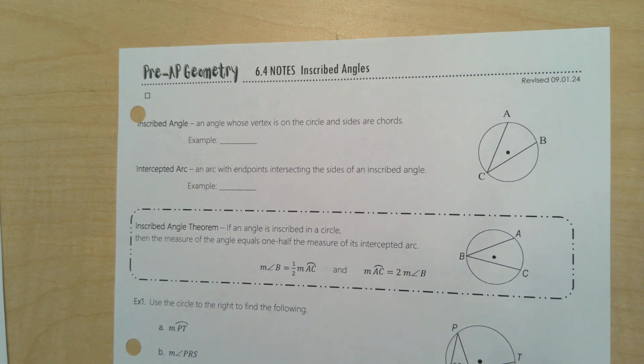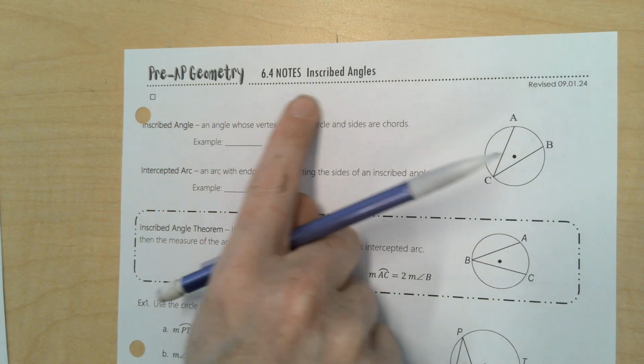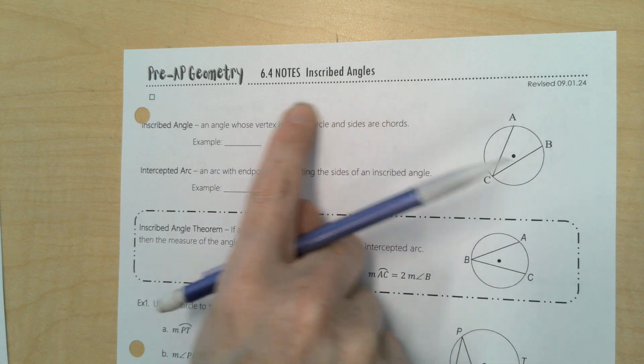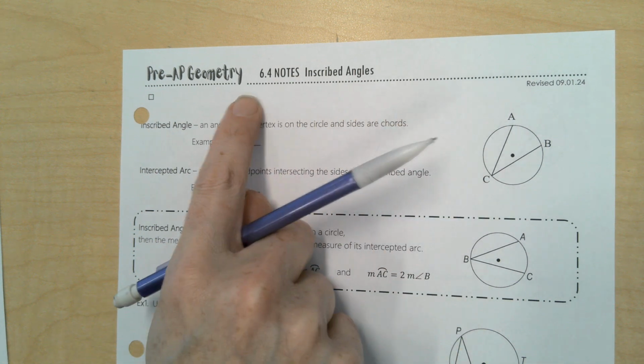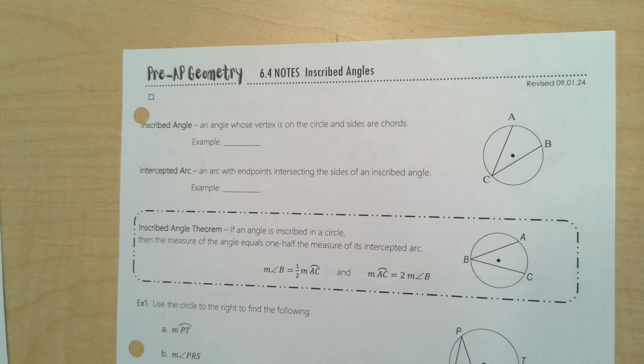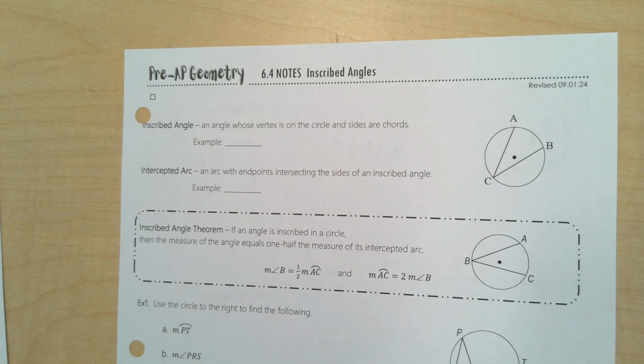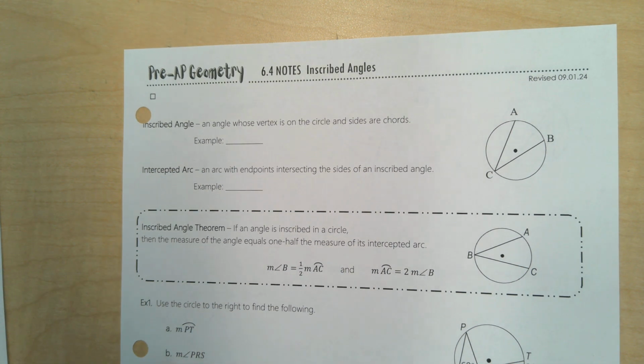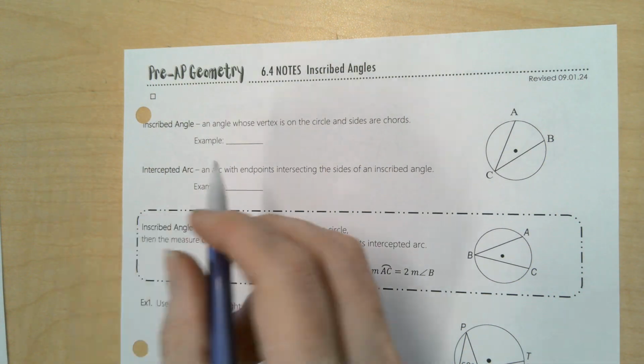Okay, so if you notice, our objective is not on here. Everybody look, you with me? Okay, our objective is not on here, but it is on the board. So we are talking about inscribed angles. Our objective today is to apply the properties and theorems of inscribed angles to solve for missing angles and arcs. So it's up there on the board, and I'm going to also write it here.